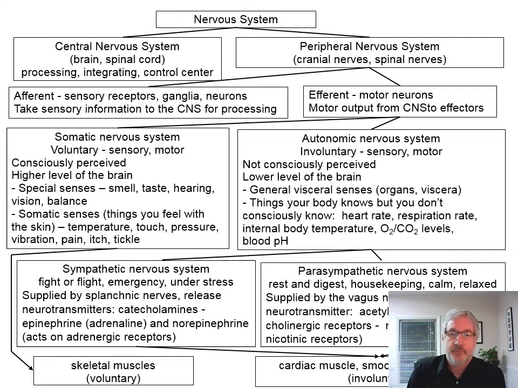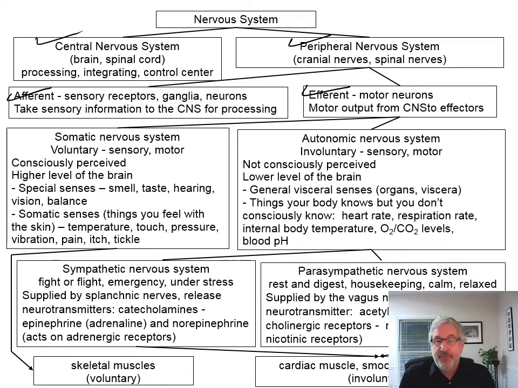Okay, next slide. Just like in the previous slide, this is just more words on this slide. So we have the central nervous system and the peripheral nervous system. The central nervous system is the brain and spinal cord. The peripheral nervous system is the cranial nerves and spinal nerves. The central nervous system is your processing, integrating, and control center. The peripheral nervous system takes care of bringing sensory information in from the afferent division and sending output out the efferent division, the motor neurons. The afferent division, which is the sensory receptors, ganglion neurons, takes sensory information to the central nervous system for processing.